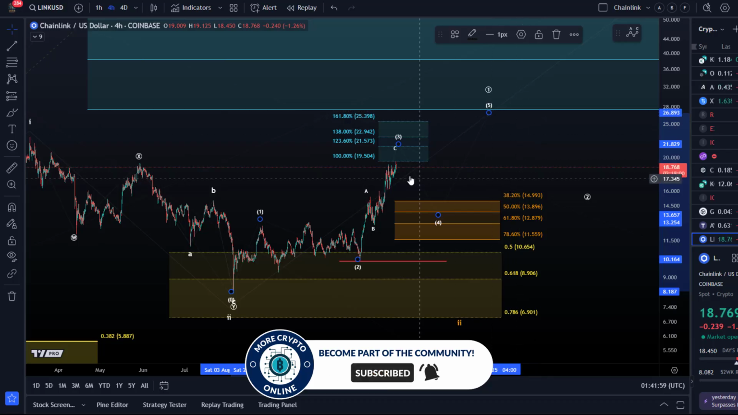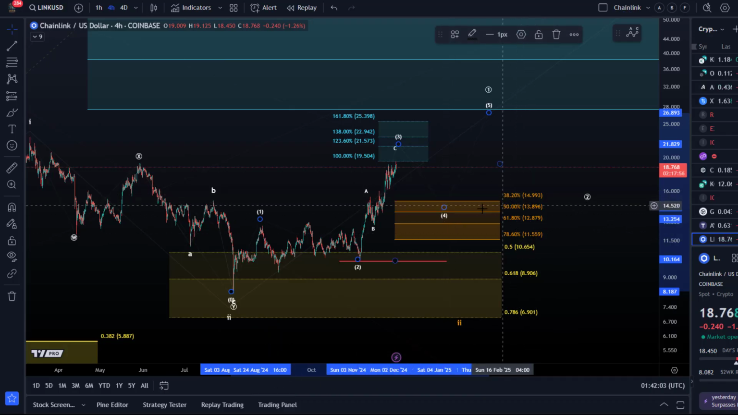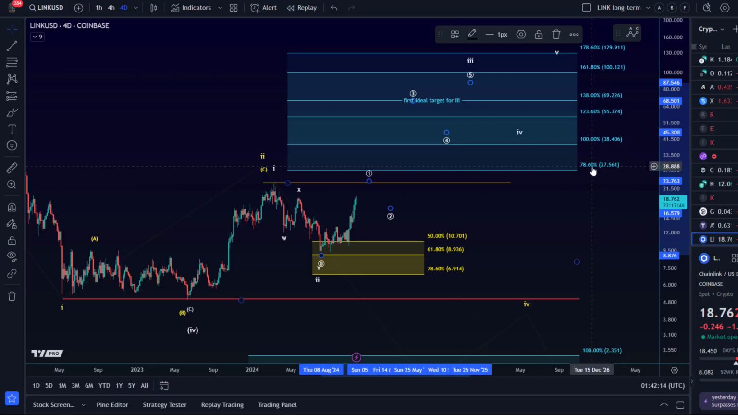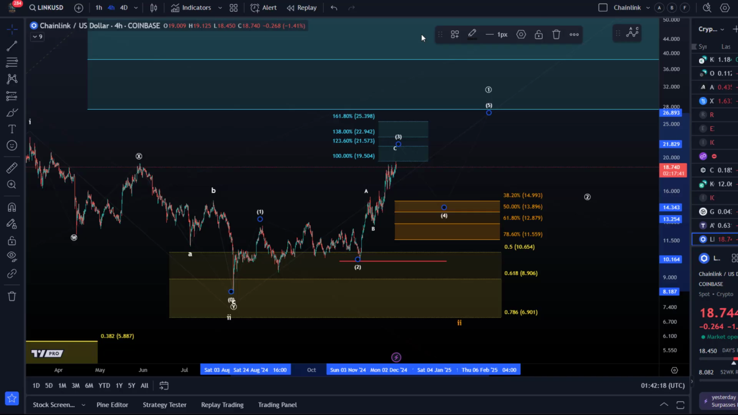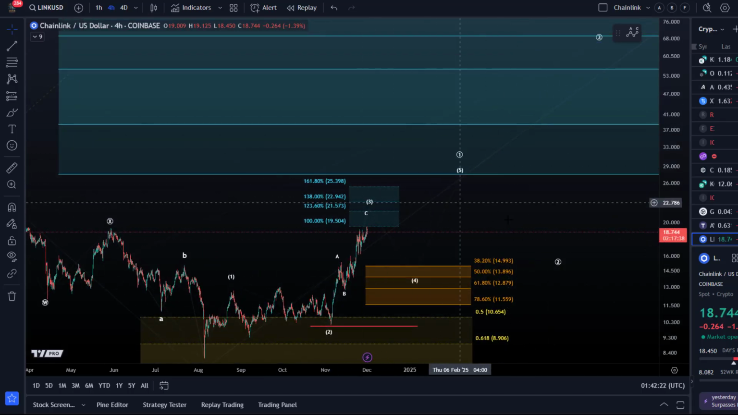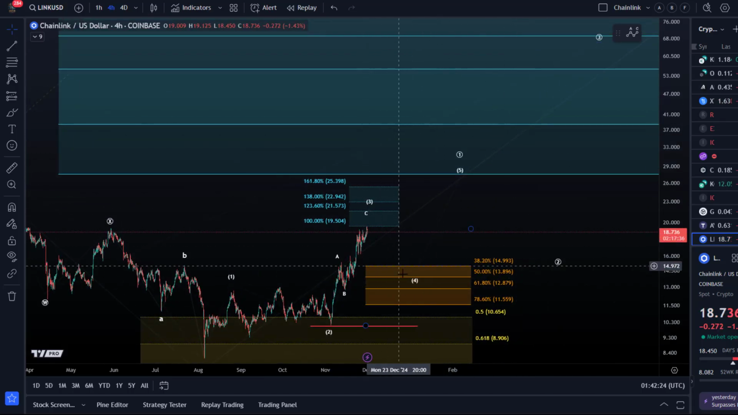So I'd actually like it to pull back in a wave 4 to 11.55 to 14.99. And then from there we can get a 5th wave up. That would be ideal. But if it just continues to break out and just goes in a very direct way above that 78.6 extension at 27.56, I'm not going to watch anymore for a pullback in wave 2. I would then have to assume we're already in the third of a third wave.